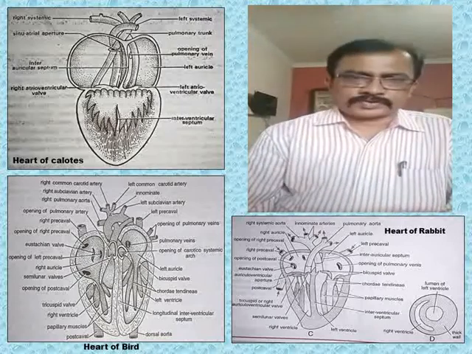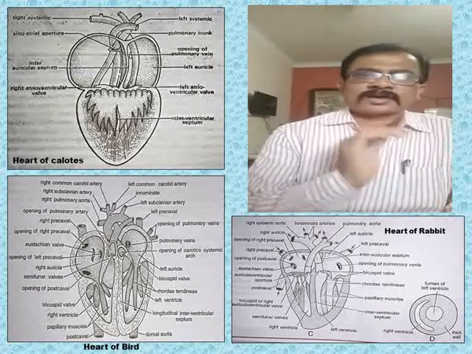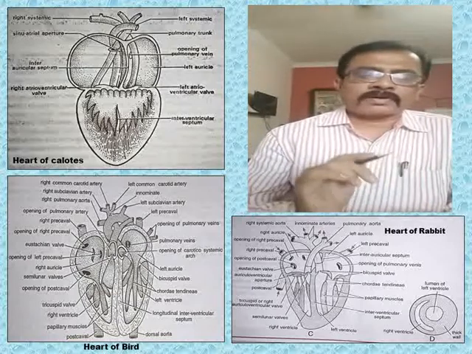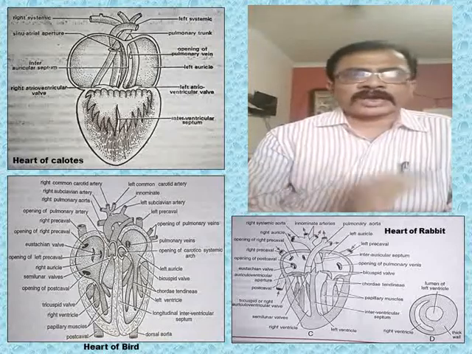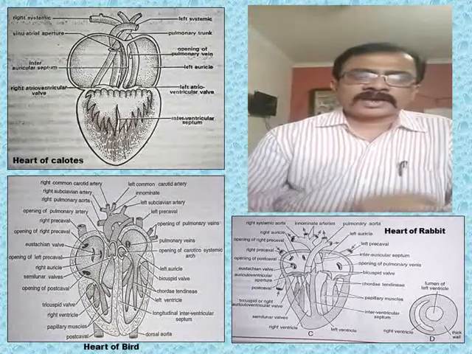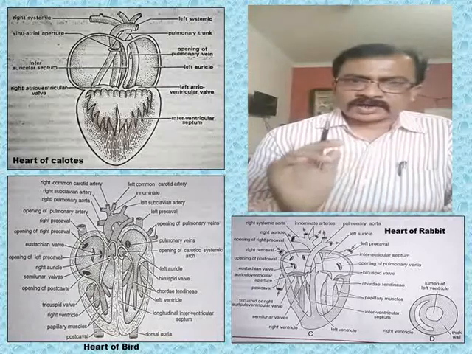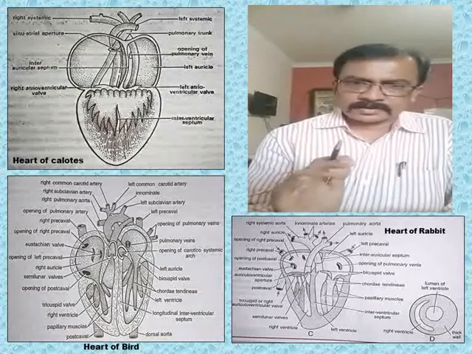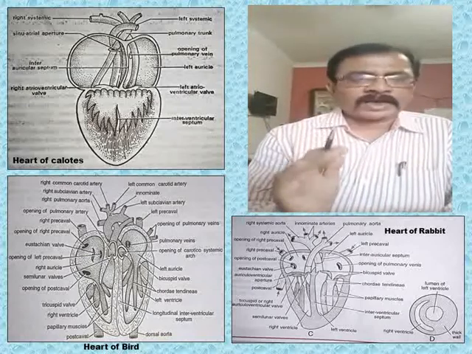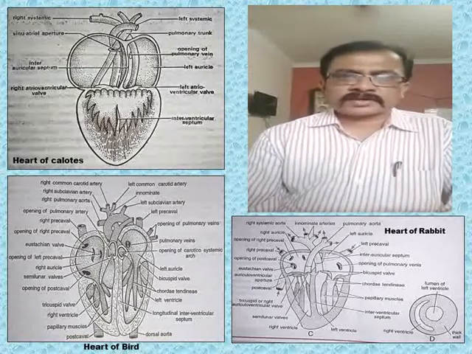Then aortic arches. 3 aortic arches arise from the ventricle in case of lizard: pulmonary from cavum pulmonale, right systemic from cavum dorsale, left systemic between the two. So 3 aortic arches arise in lizard, that is pulmonary from cavum pulmonale, right systemic from cavum dorsale, left systemic in between the two.